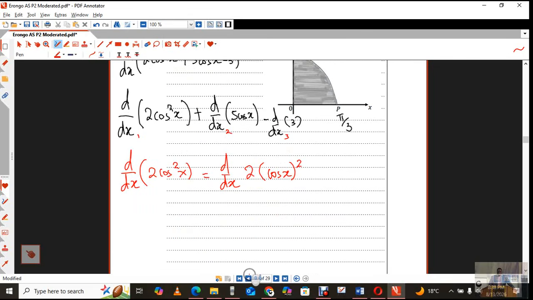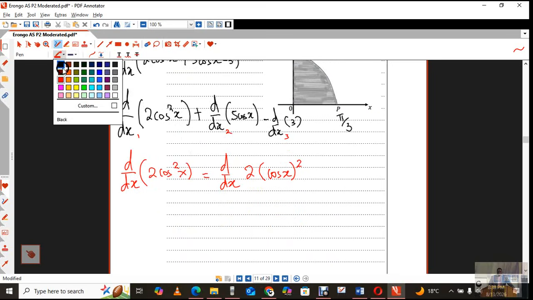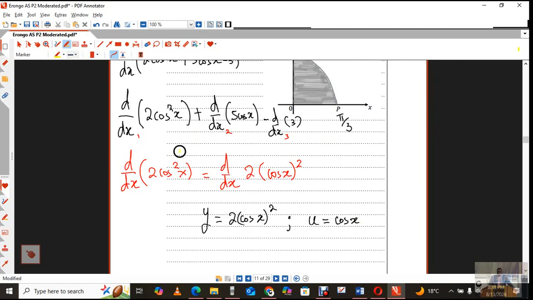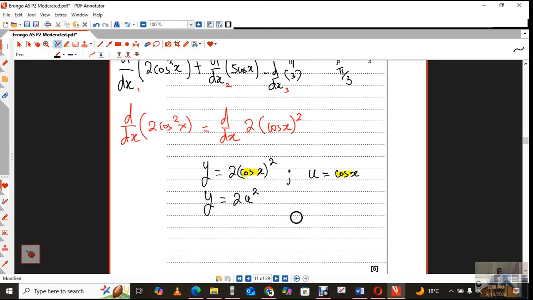Right, so using the chain rule, how does one differentiate this? Hopefully you still remember. So let me say I've got y equals 2 cos x all squared. That's one part. And then I say u is equal to cos x, the stuff inside. Then I can rewrite this one as y equals 2u squared. Now I will be differentiating both of them.